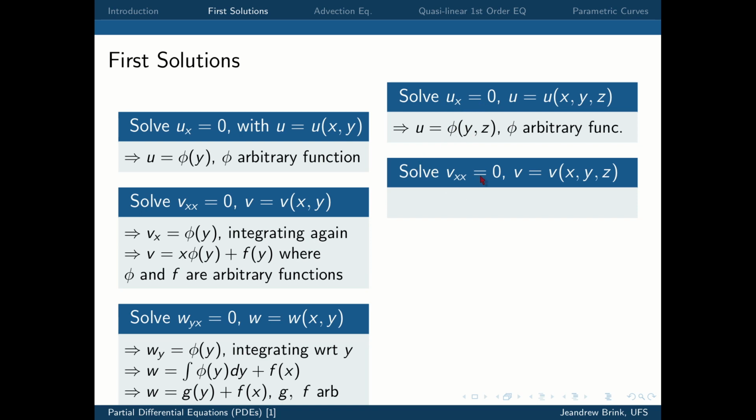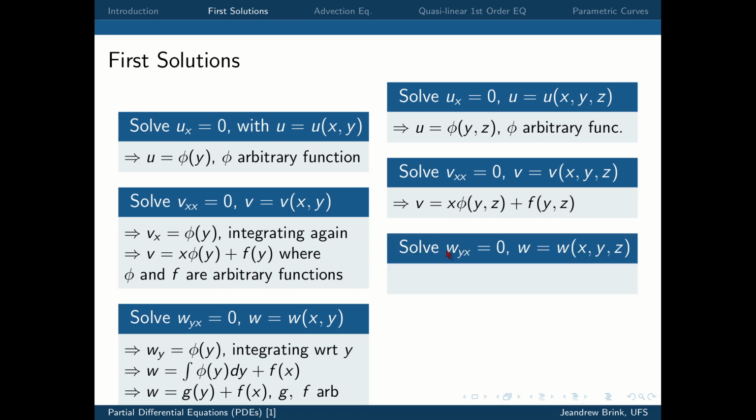Okay, so vxx equals 0. It's very similar to this example, except that the arbitrary functions are phi of y and z, f of y and z, and there we have it. Now solve wyx equals 0, where w is a function of x, y, and z, and you can once again go through exactly this argument, and you can show that w is a function g of y and z plus f of x and z. Okay.